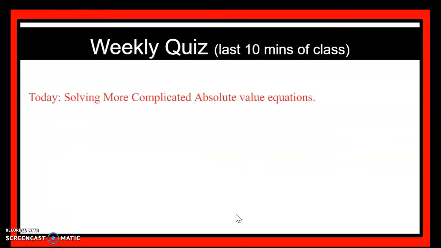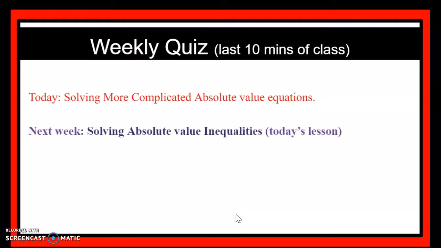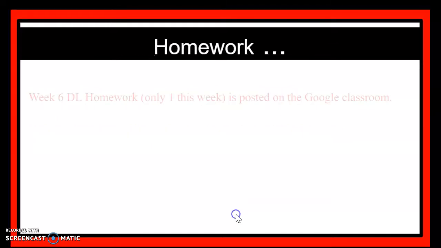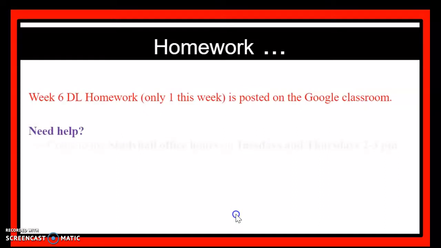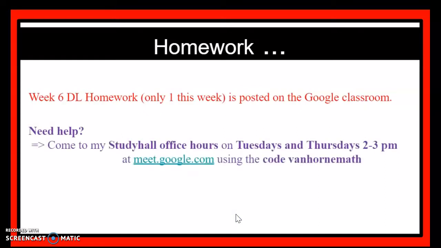Weekly quiz this week is on solving more complicated absolute value equations like the warm-up, and then next week will be on solving absolute value inequalities. That's today's lesson. Homework, there is one homework, and if you need help, please come see me during my study hall.